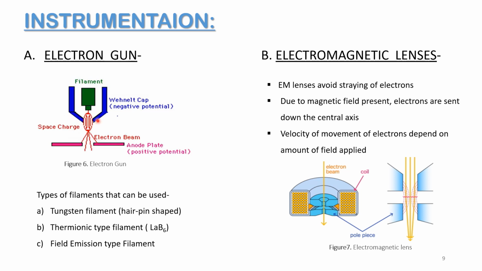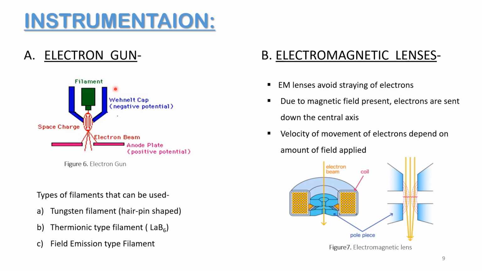And as the charge is developed inside this Wehnelt cap, the anode plate, which is positively charged, pulls the electrons towards it and acts as the moving force for the electrons to travel down the SEM column.